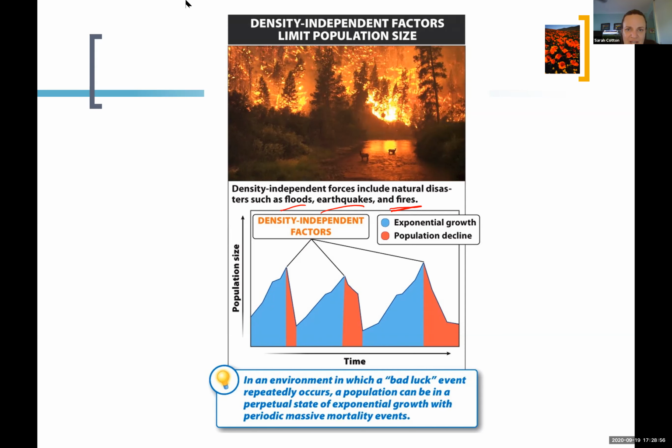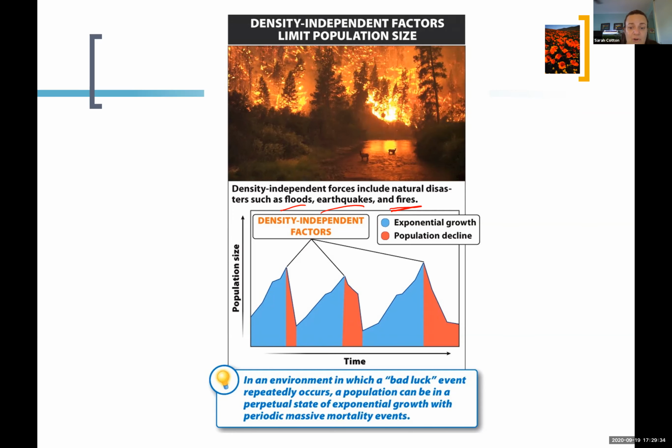So in this particular example, it doesn't matter how big or small the population of deer are. If there's a forest fire, the population of deer is going to shrink. And it didn't matter how big or small the deer population was before that happened, right? Hurricanes would be another example. So a lot of times bad luck events, what they're calling it here, or natural disasters are density independent. But like I said, even just normal weather changes are density independent.